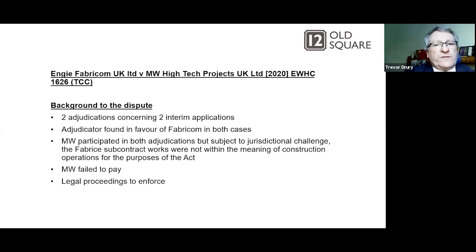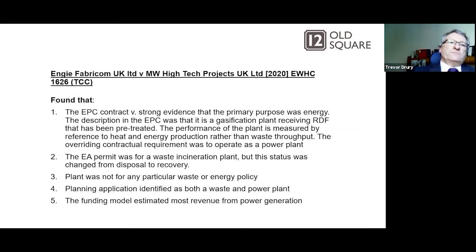So the background to the actual dispute. There are two adjudications concerning two separate interim applications. The adjudicator found in both cases for Fabricon. MW participated in both adjudications, but subject to jurisdictional challenge. The subcontract works were not within the meaning of construction operations for the purposes of the Act. So they're saying it fell outside of the Act because it was for power generation. MW failed to pay and legal proceedings were commenced to enforce.